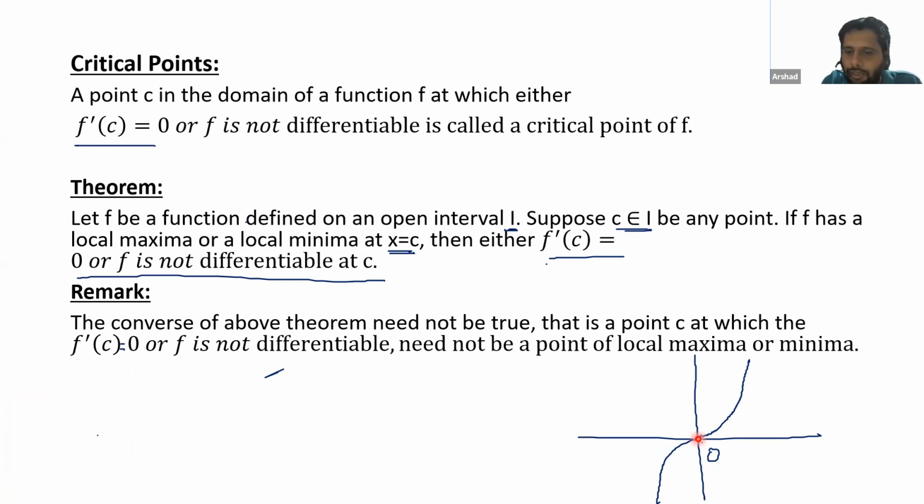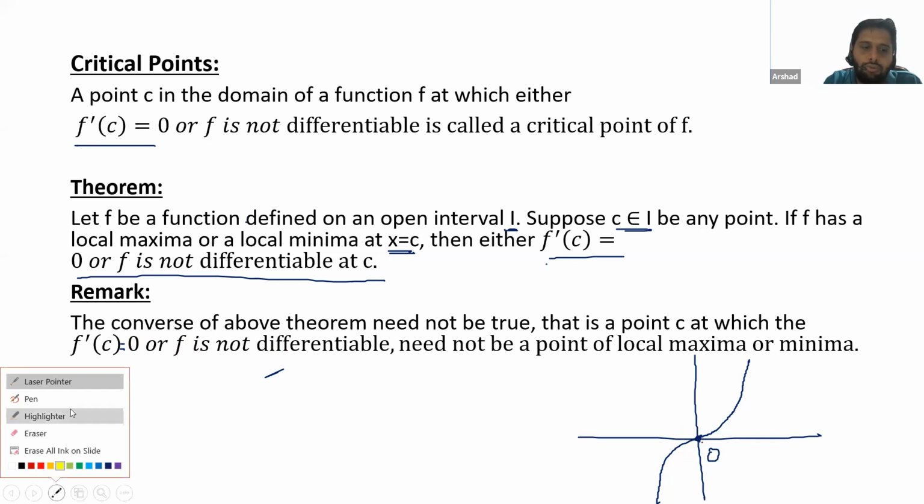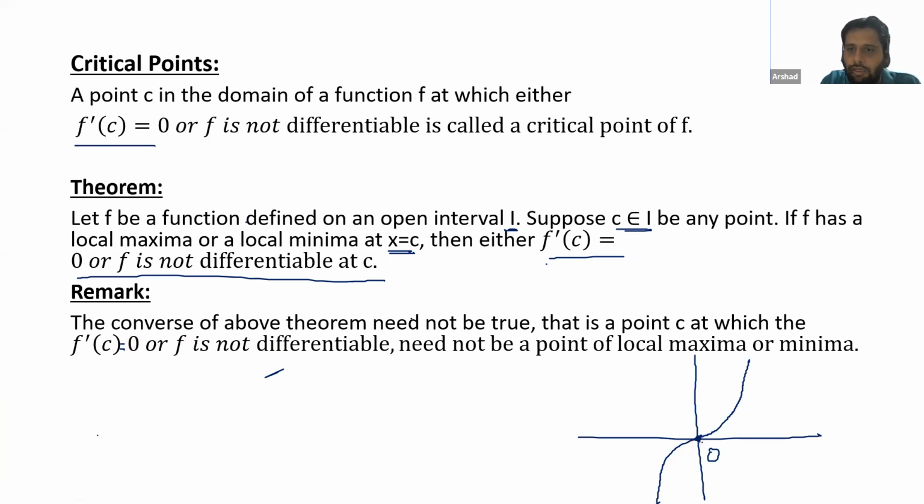If you check at this point, then the value is lesser than the right side. If you compare all these values, the value at this point is lesser than the right side. But if you compare with the left side, the value at this point is greater than the left side. So this point is neither a local maxima nor a local minima. You can see that this is a critical point.